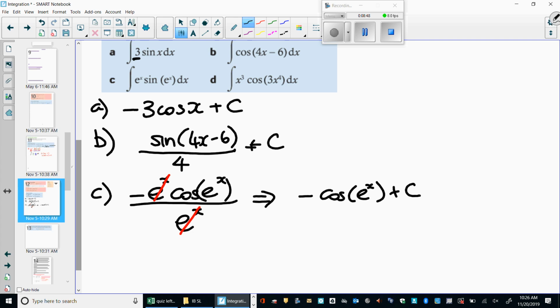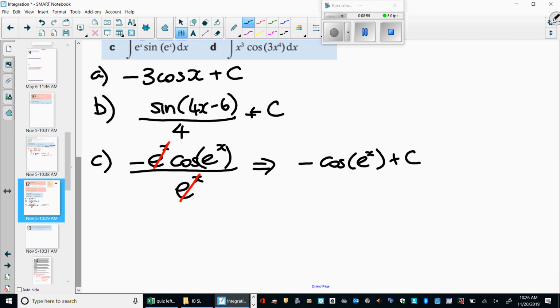We all happy with that? That's what I said before, Miss Harrison. That was the pretending method. Shall I do the substitution method now? Sure.